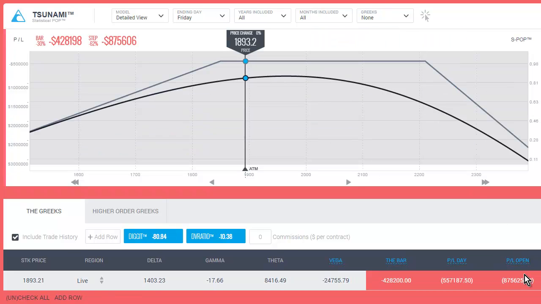But you can see that the trade, at the moment, is already down 90 million, so they're just trying to make back maybe 30 million on that trade. Okay, let's go back to the beginning and look at the initial credit.